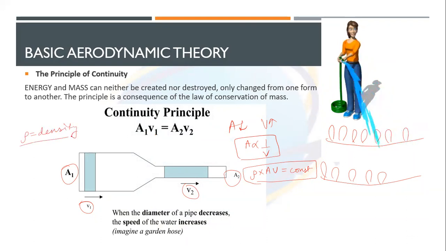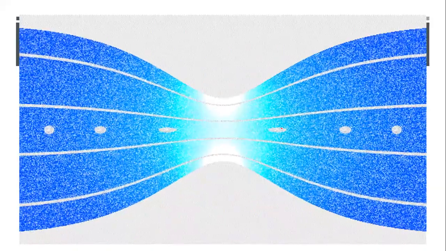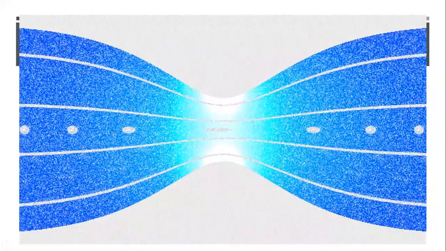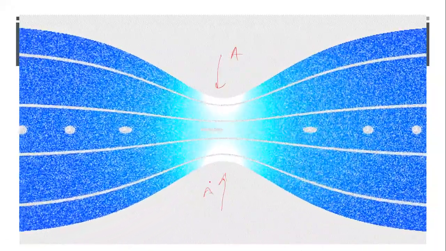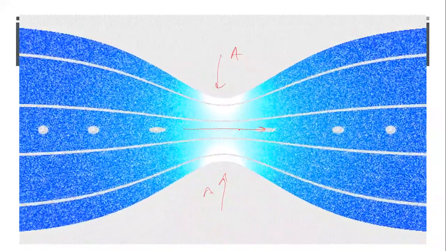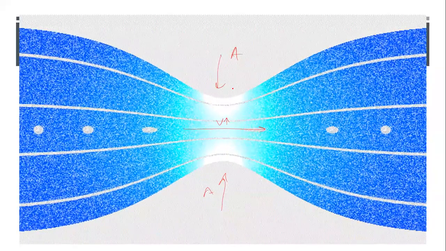So this became constant, and this is the first theorem which you'll find helpful in defining how lift is generated. In simple terms, this is the equation of continuity. We saw it with an example also. This is a realistic example. You can see what is happening. When I reduce my area of cross section, I am accelerating the velocity, or I'm accelerating the airflow. That is the basics behind the principle of continuity.